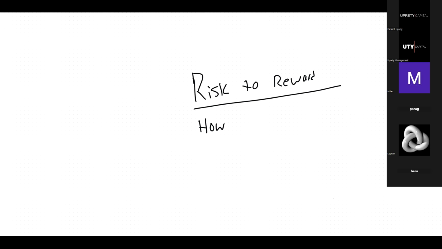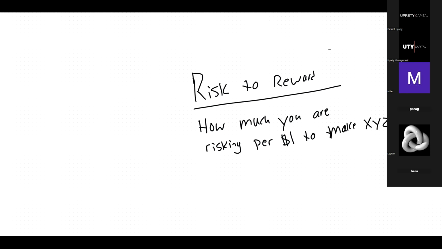So let's go over risk to reward. This is a question a lot of you guys have been asking us. What is risk to reward? Risk to reward is how much you are risking per dollar to make X, Y, and Z. So how much are you risking per dollar to make X, Y, and Z?